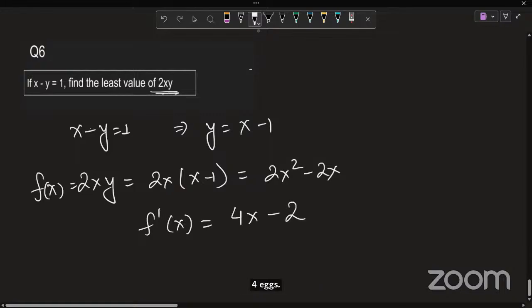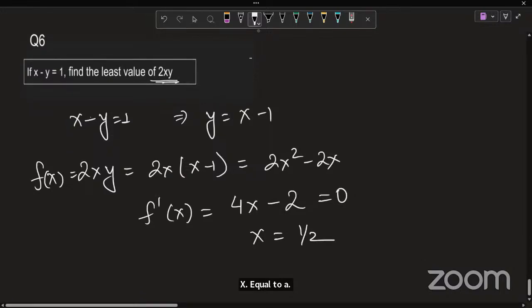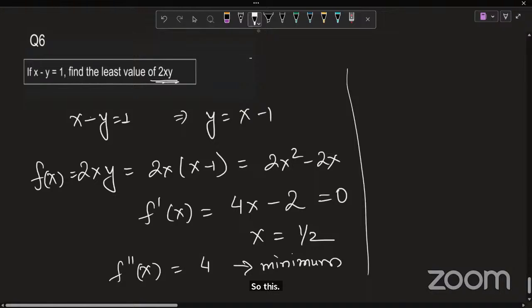To find a critical point, this is a curve, right? So we have to equate f dash of x equal to 0. So x is equal to 1 by 2. This is the critical point. Now we have to check whether this is a maximum or minimum. f double dash of x is equal to 4. So this is a minima.